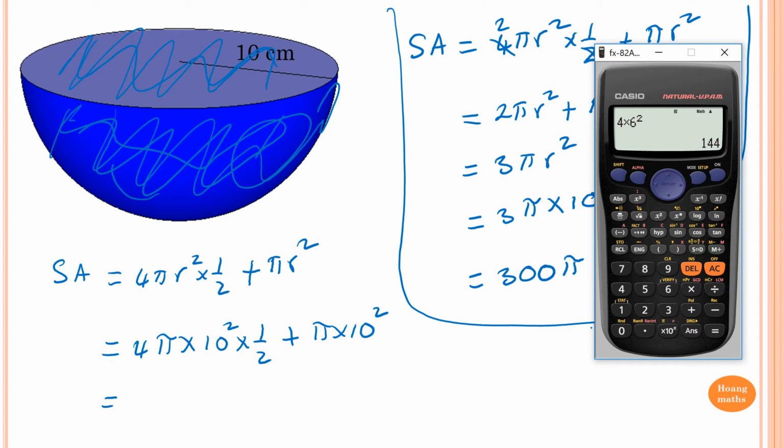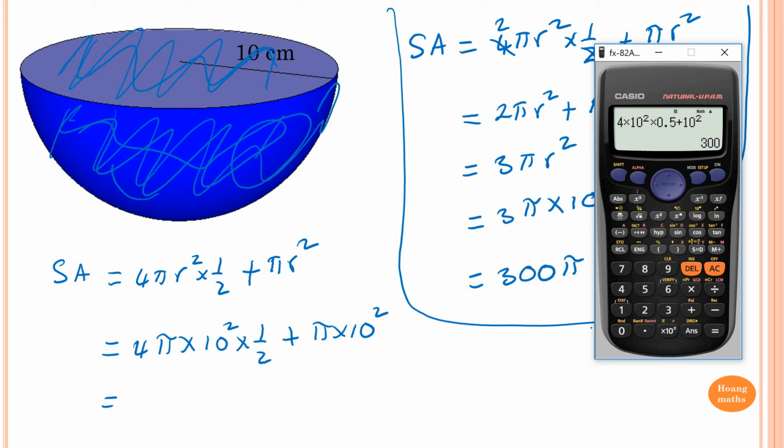All I need to do is 4 times 10 squared times a half, or 0.5, add, because it's pi and pi, I can just add 10 squared. Which gives me 300, but 300 pi.